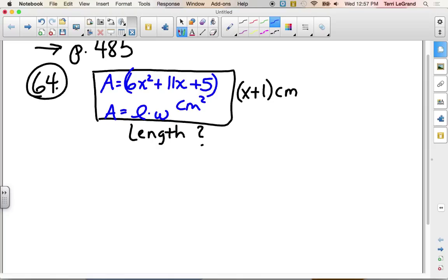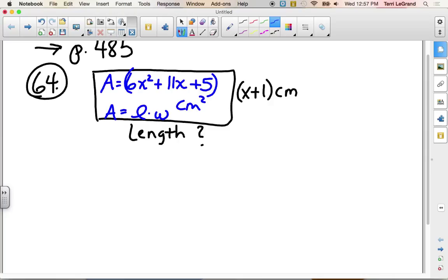Dylan? Well, if you're going to find the area, you want length times width. So if you're trying to find the length, it's divide the area by width. Okay. Do we know how to divide a trinomial, that's what the area is, by a binomial? Do we know how to do that? Have you learned that yet?